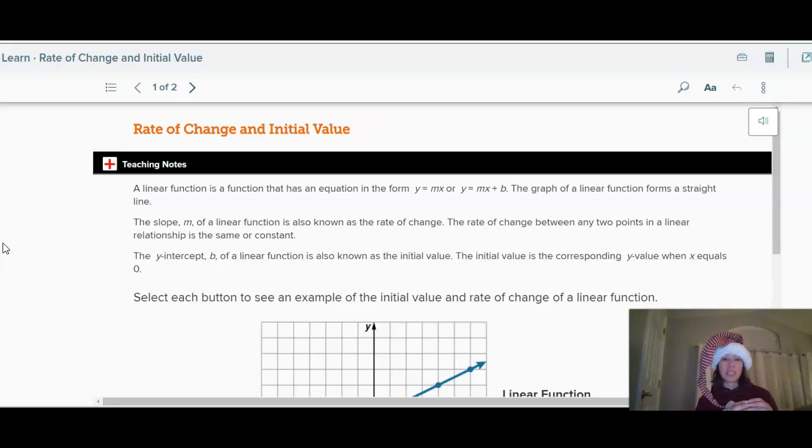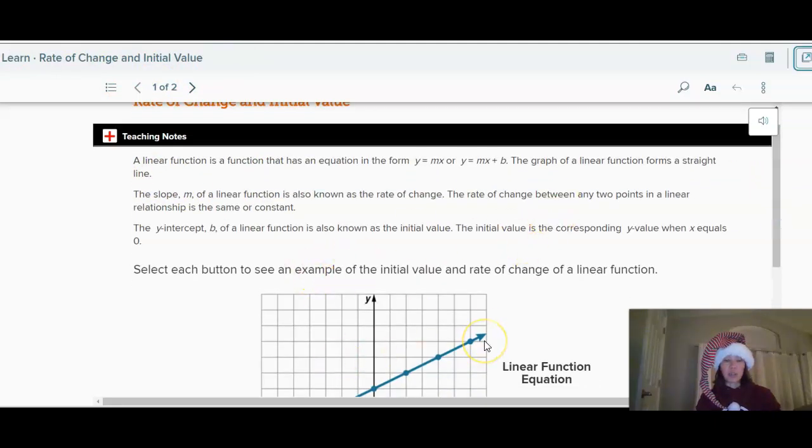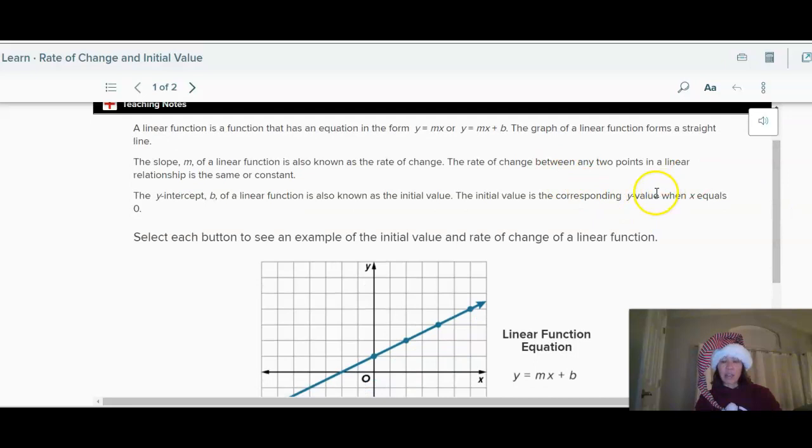We know that the slope is the m in that equation, and we would also call that our rate of change. And the rate of change between any 2 points is the same or constant. So if I pick any 2 points, the rate of change between those consecutive points would be the same. The y-intercept is b, and in this case, the y-intercept would be 0 because it would be like plus 0 here. So the initial value is the y value when x equals 0.